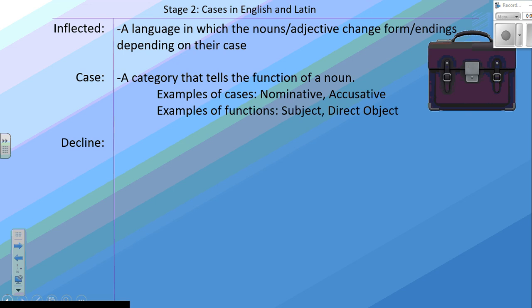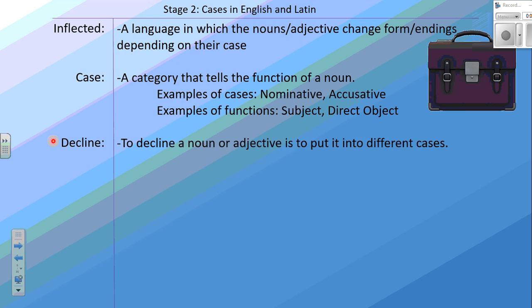The next word we want to talk about is decline. Sorry, I'm going to grab my laser pointer here. When nouns decline, that's the verb form, we mean to say that they're changing their endings. So when you decline a noun or an adjective, you put them into their different cases. You change their endings and put them into their different forms. And then declensions are what we call those nouns that use similar endings. So they're divided into sets.